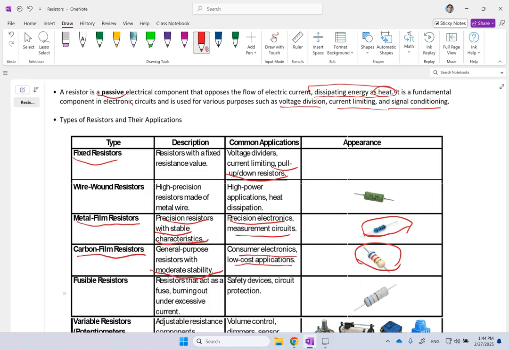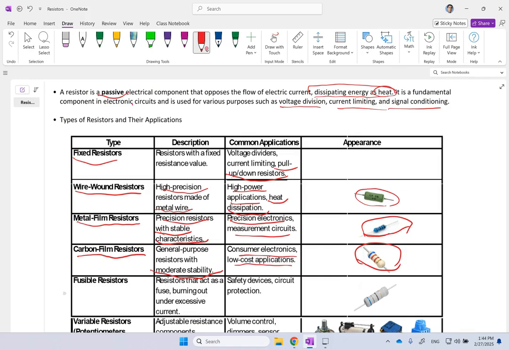Then, of course, if we want even higher precision, then we have these guys called wire wound resistors. So these are made of metal wires, very high precision, and they are used for where you need to go with high generation of heat or high power applications. Mostly their appearance is kind of green like that, but again, there are different colors based on the manufacturer.